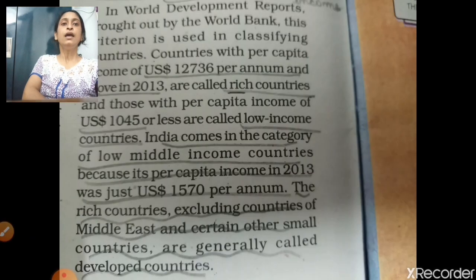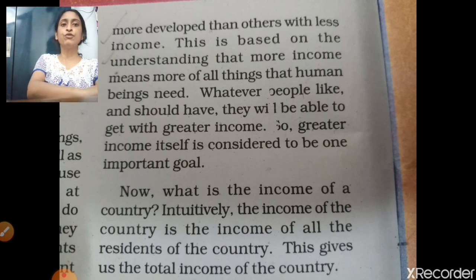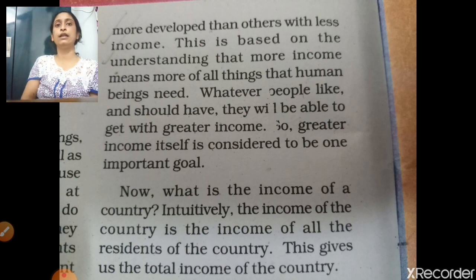Next, see how countries are classified in the World Development Report. When we are talking of classifying countries, we see that countries are classified not based on the total income, but on their per capita income. Already, in one of the classes, we discussed what PCI, per capita income, is. It is the income per person. Now why not national income? Why are we talking of per capita income? We will find it out later.